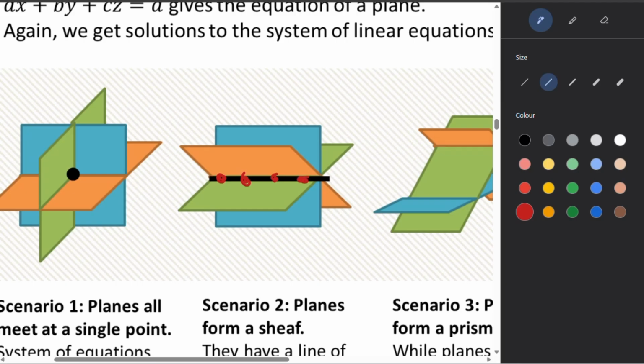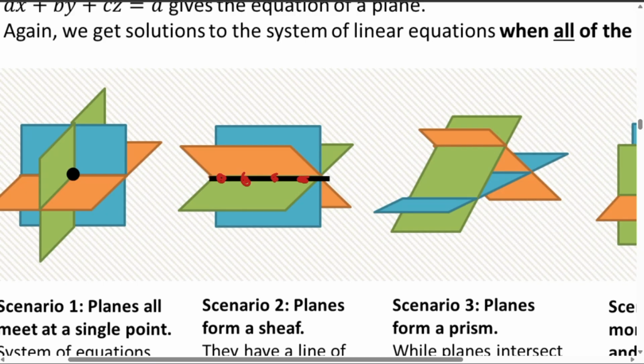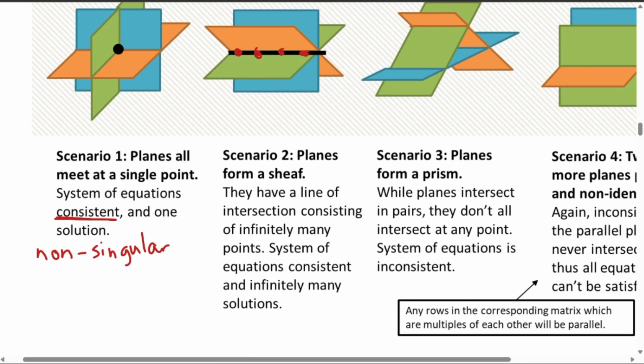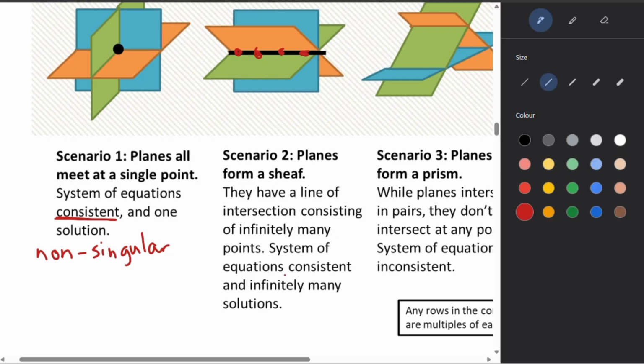So they all come together along a single line. And I'll show you this on GeoGebra. There's quite a nice tool on GeoGebra that shows this quite well. So they have a line of intersection consisting of infinite points. The system of equations, again, is consistent because there are solutions. There are infinitely many solutions, but there are solutions. And as said before, because it's got an infinite number of solutions, you cannot find the inverse of that. So that would be singular.